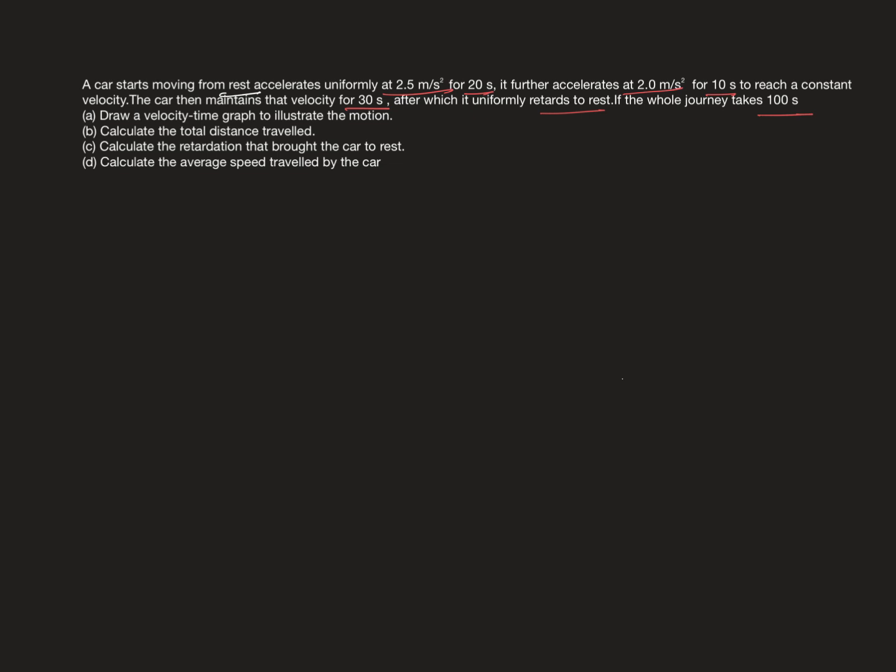A. Draw a velocity time graph to illustrate the motion. B. Calculate the total distance traveled. C. Calculate the retardation that brought the car to rest. And D. Calculate the average speed traveled by the car.